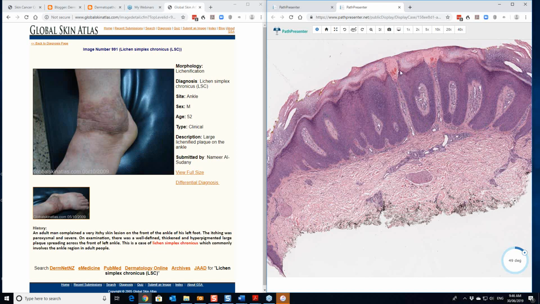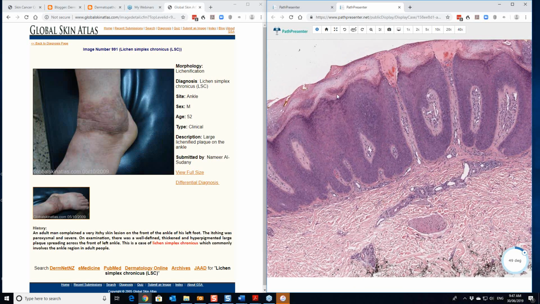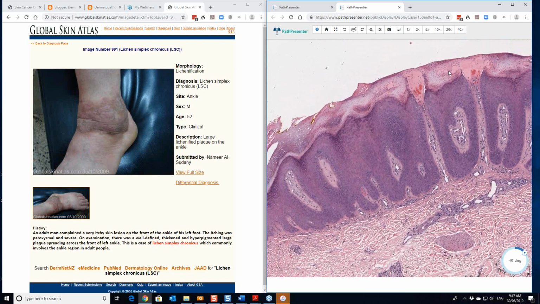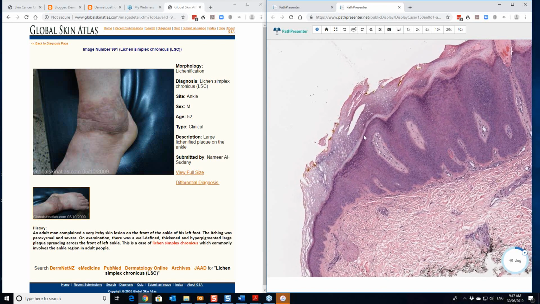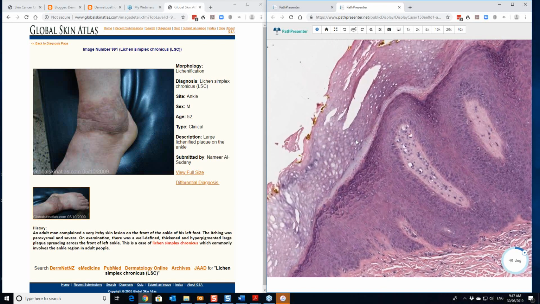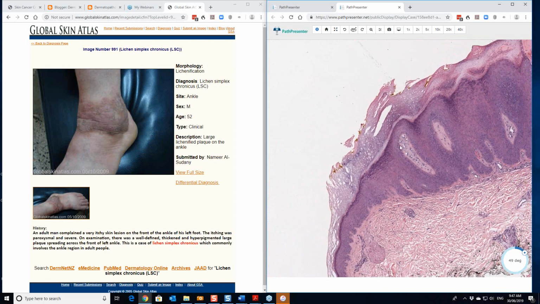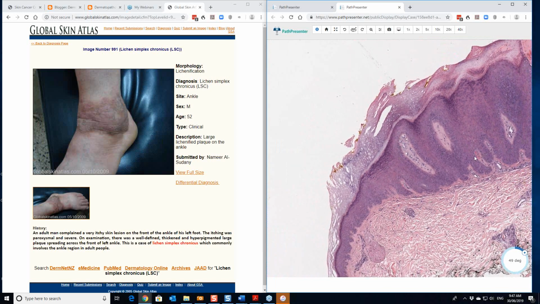And the keratosis that you see in the surface is usually orthokeratosis. There is a little bit of exudate in this one here as well. But it's usually orthokeratosis rather than parakeratosis. And there's a prominent granular layer. So orthokeratosis, prominent granular layer, thickening of collagen in the papillary dermis.